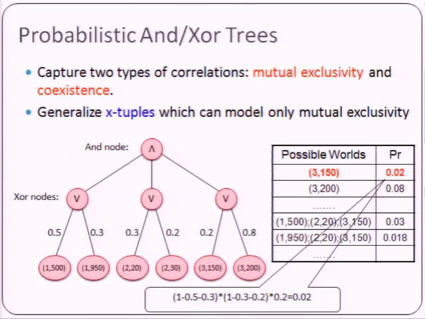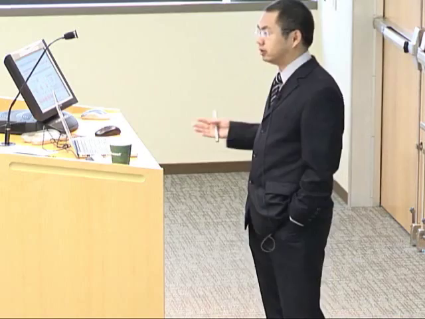Instead of discussing how to compute the PRF function directly, I'm going to propose a much more general framework. This more general framework can compute a variety of different kinds of probabilities over this probabilistic database model, which we call the probabilistic and/xor tree. This probabilistic and/xor tree can capture two types of correlation: one is mutual exclusivity, and one is coexistence. Let's consider this example here. The leaves of this tree are the possible tuples. This is the key of the tuple, this is the score of the tuple. Those are the tuples.